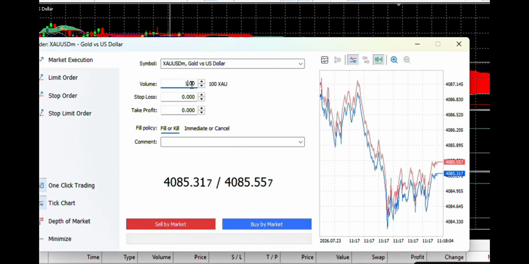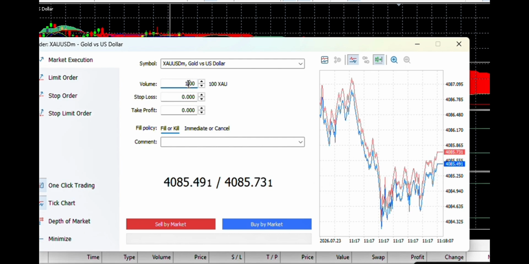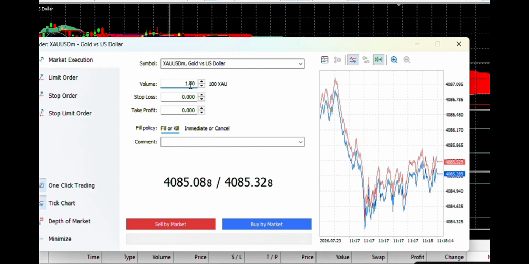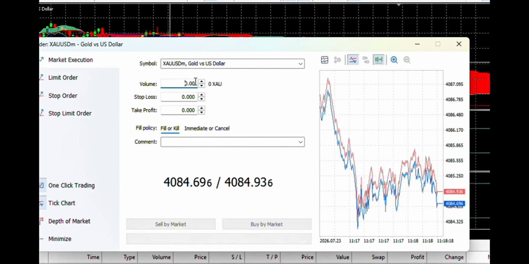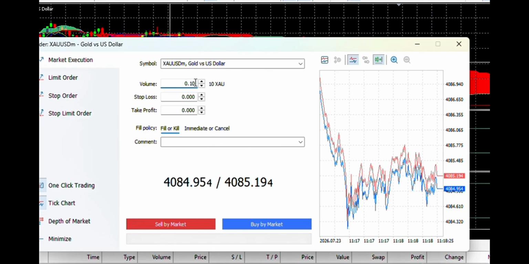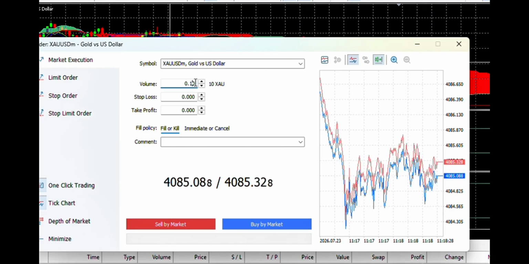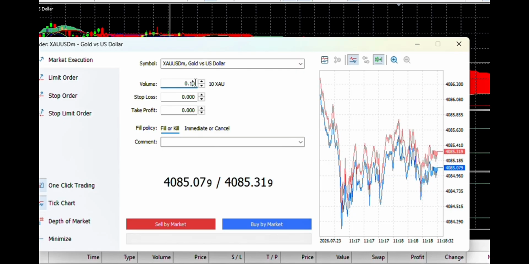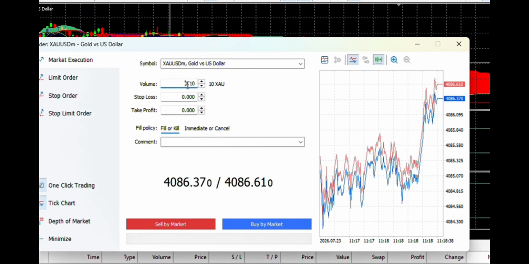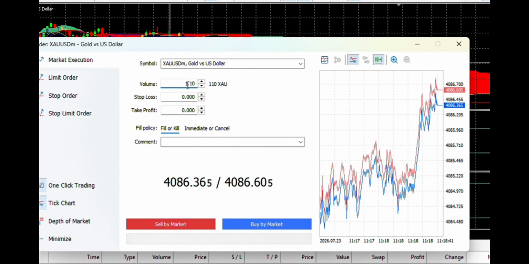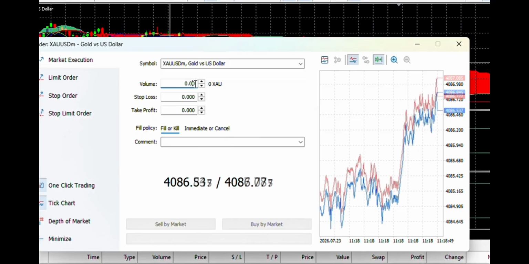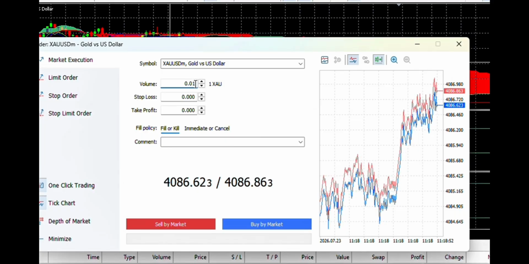This is standard lot size. Then when you have 0 here and you come here, you say this one is mini lot size. This counts $1 per movement, where this counts $10 per movement. Then micro lot size is this, 0.01. This one counts 10 cents per movement.